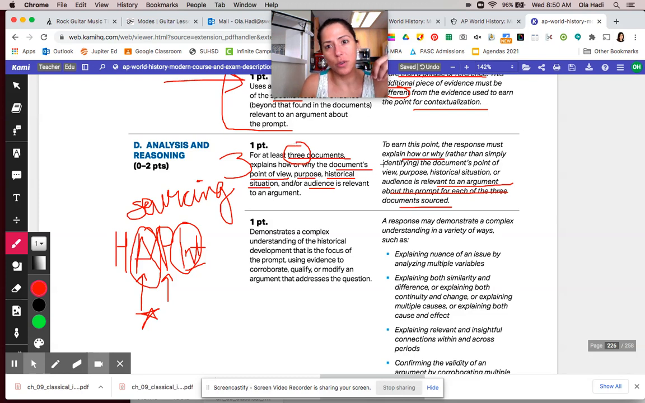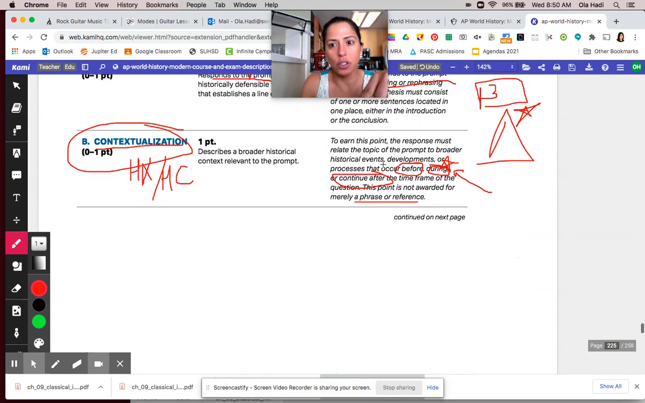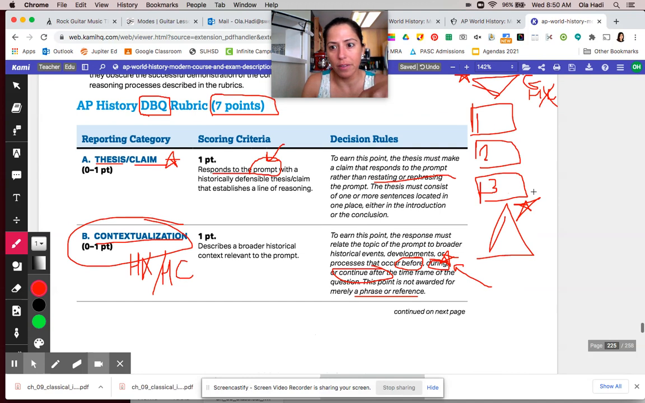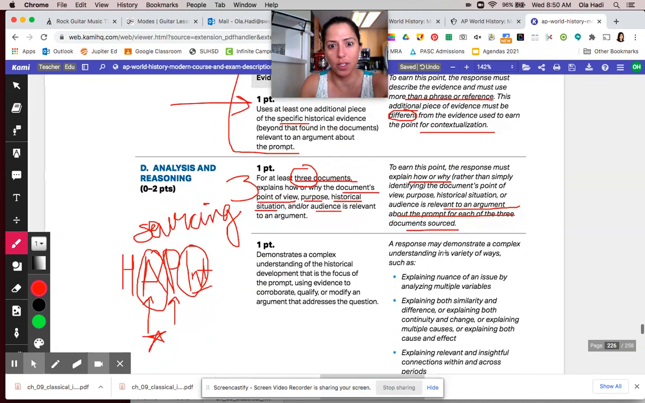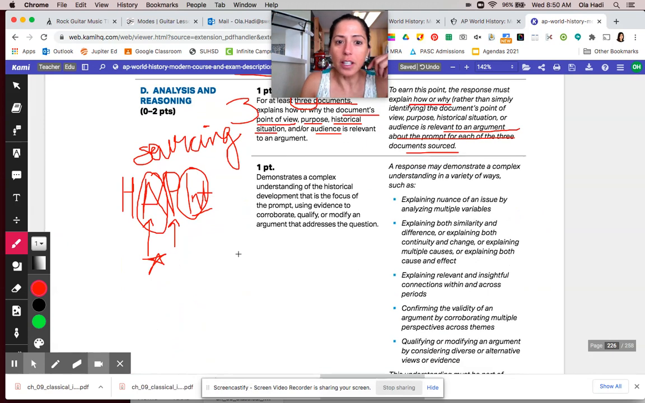And what some students do is they'll add an additional paragraph, like they're all done, and maybe they'll leave some space, and they'll go back, they'll do more sourcing on documents. The last point is the hardest point to get. I hardly see anybody get this point. Okay, this is like really showing strong historical reasoning and analytical skills. Demonstrates a complex understanding. You have to show that you really understand the history around whatever question they asked you.